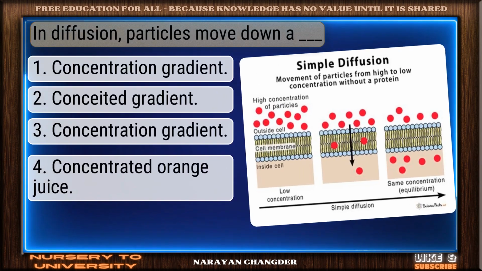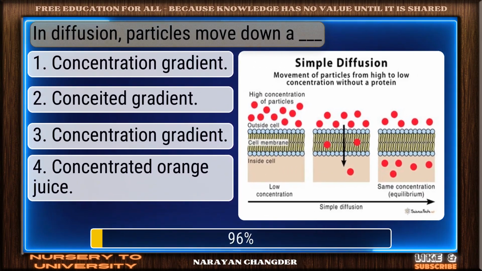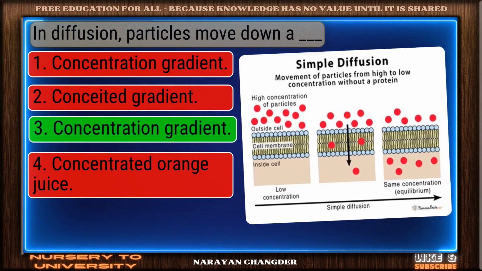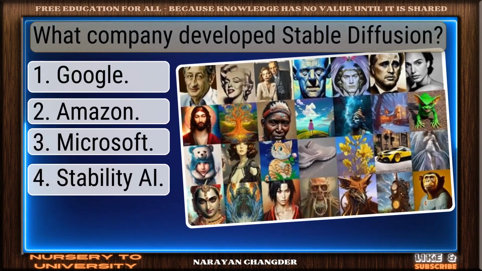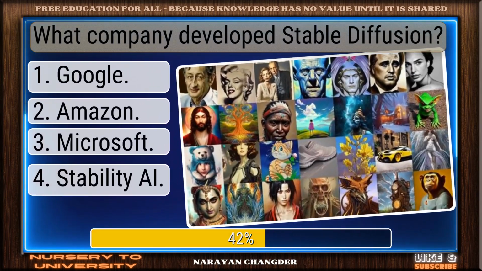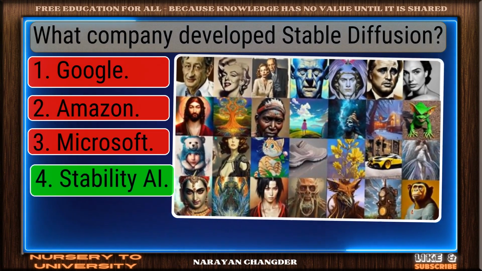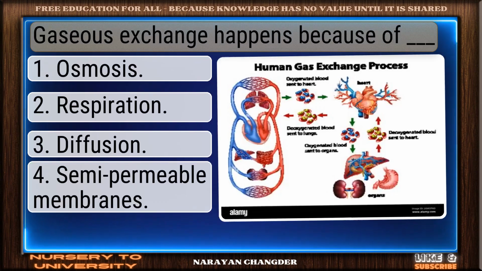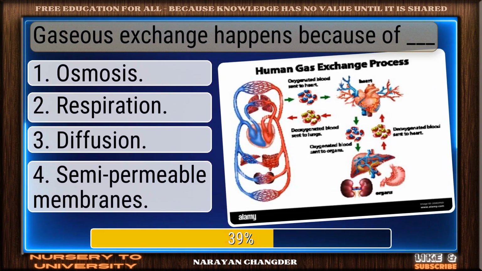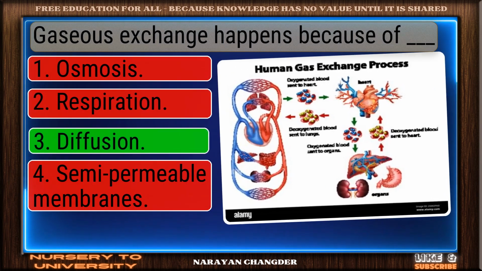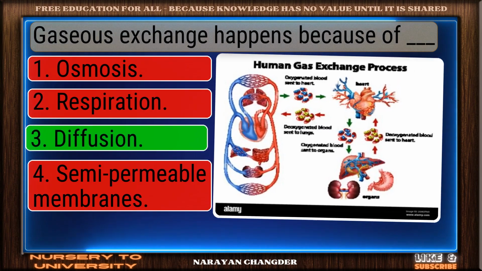In diffusion, particles move down a dash. On track. Concentration gradient is the correct answer. What company developed Stable Diffusion? Excellent choice. Stability AI is the right answer. Gaseous exchange happens because of dash. On track. Diffusion is the correct answer.